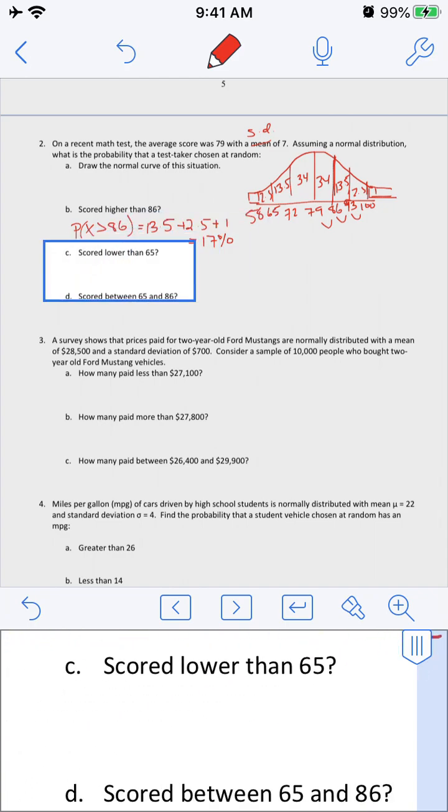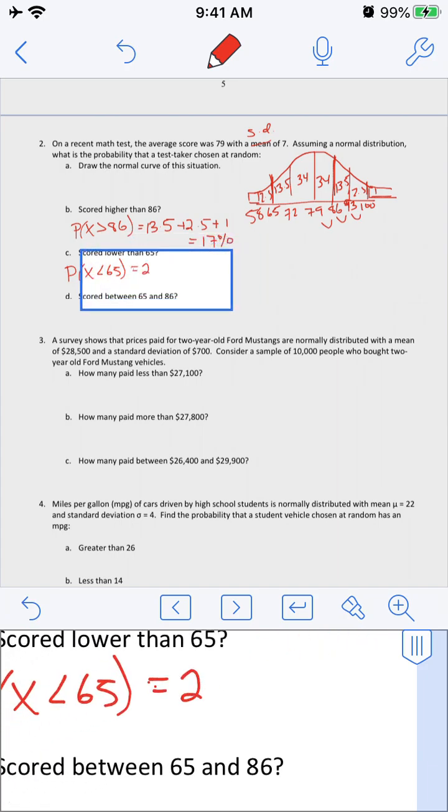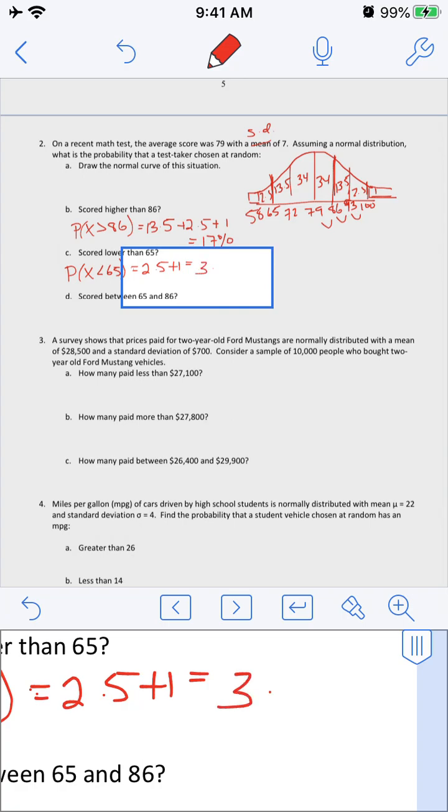Alrighty, what about scoring lower than a 65? Probability x is less than 65. Same routine. Here's that 65. Looks like 2.5 plus 1, or 3.5%. Oops, my point got all weird, but that's just a point.